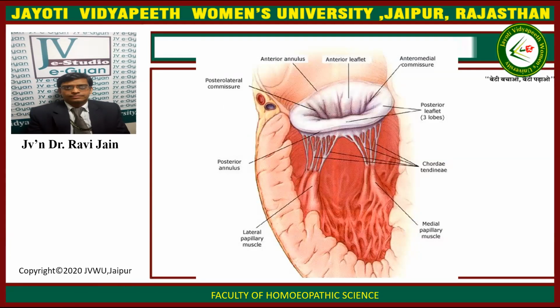This is the anatomy of the mitral valve, where we have the anterior annulus, the anterior leaflets, anteromedial commissures, posterolateral commissures, posterior leaflets with 3 lobes, the posterior annulus, the lateral papillary muscles, chordae tendineae, and the medial papillary muscles.